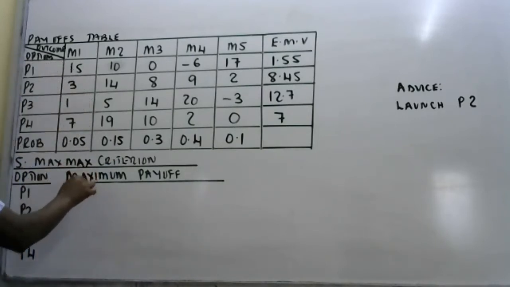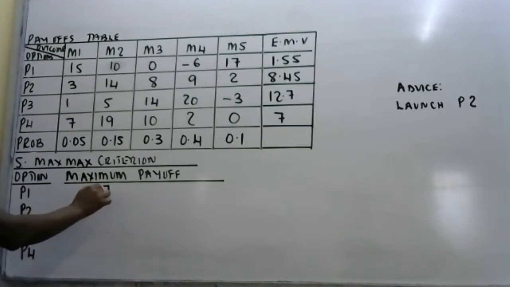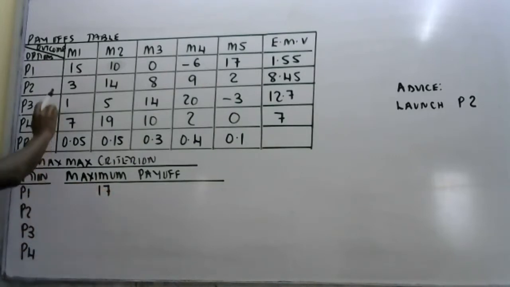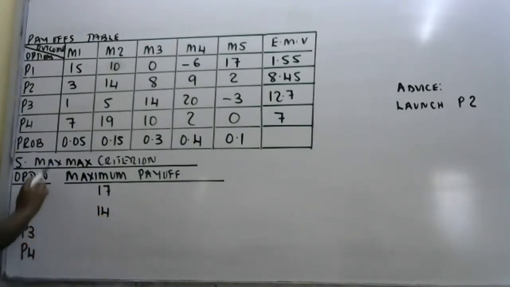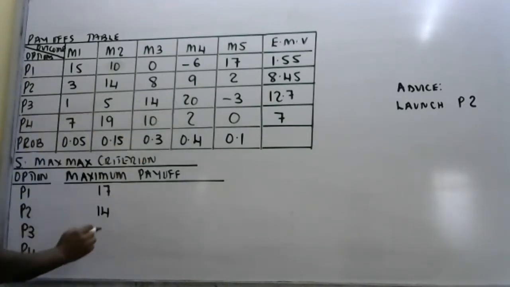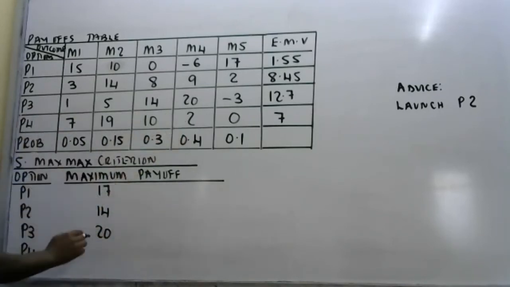So the maximum. So P1, when I run through it, the maximum is 17. When I run through P2, the maximum is 14. When I run through P3, the maximum is 20. When I run through P4, the maximum is 19.